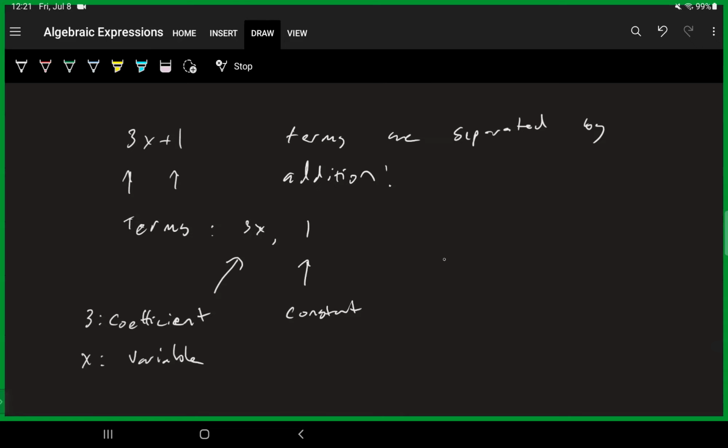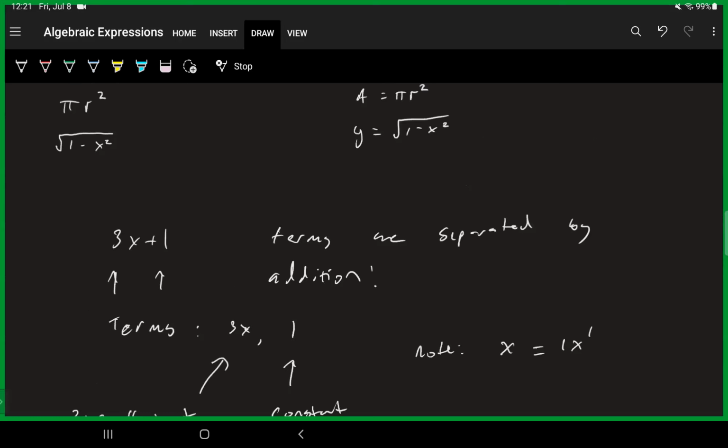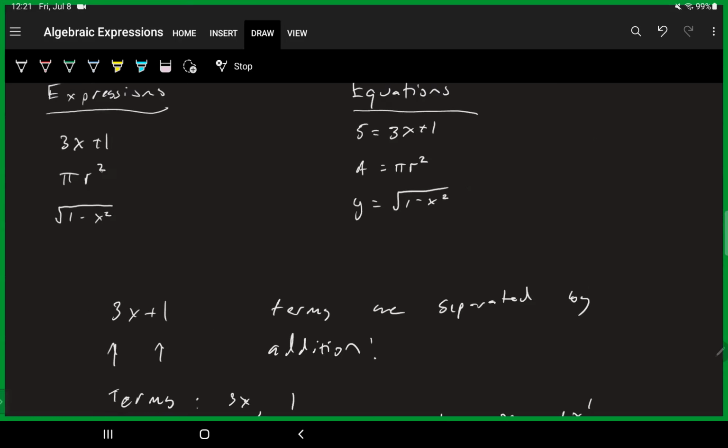And I want to make a note. If I have just a variable x, that's an algebraic expression. And we can rewrite that as x times 1 raised to the first power. So if we see just a variable hanging out, we assume that it has a coefficient of 1 and an exponent of 1. And if you look at what we had above, we had pi r squared. The exponent there would be 2. We had the square root of 1 minus x squared. Again, you have an exponent of 2 on that variable. The square root is something else. We'll get to that later.